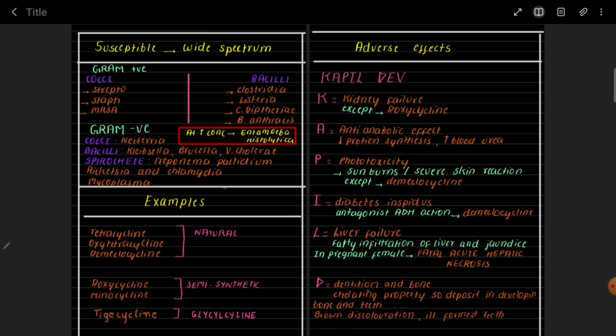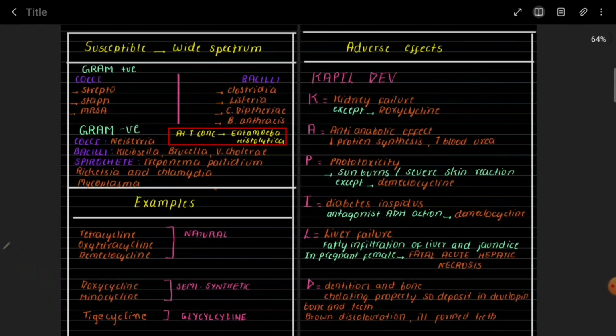D stands for dentition and bone. Tetracyclines have a chelating property, so they deposit in developing bone and teeth. We just saw this before. There will be brownish discoloration and the formation of ill-formed teeth. Let us look at E and V now on the next page.